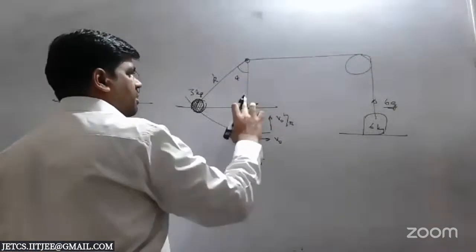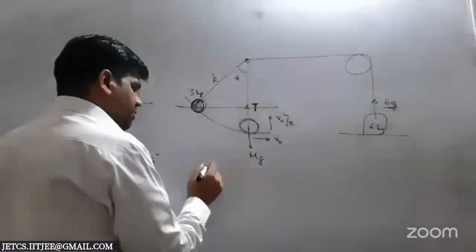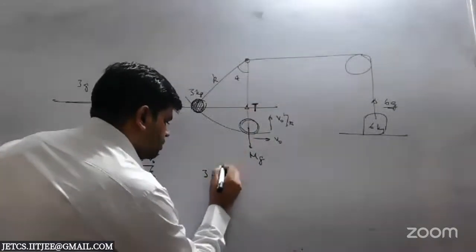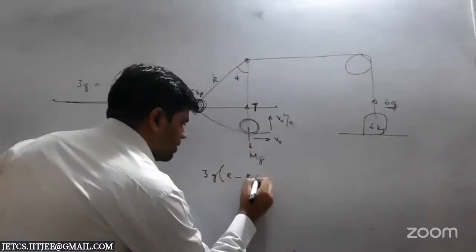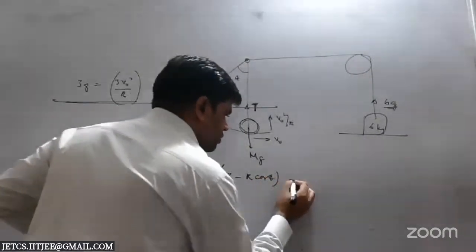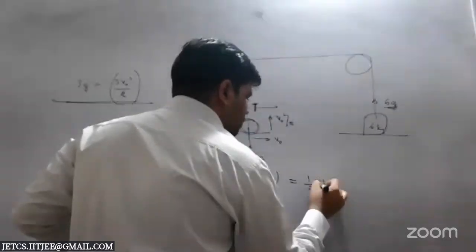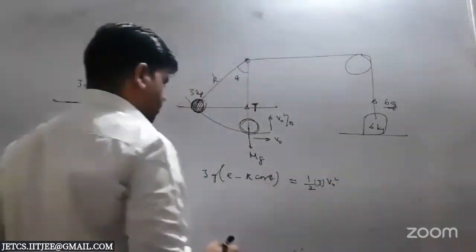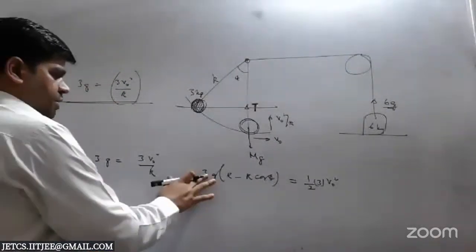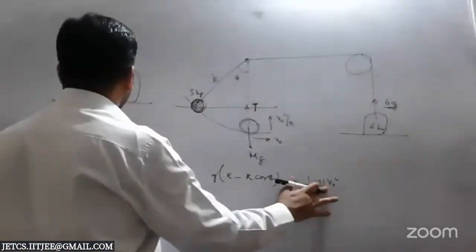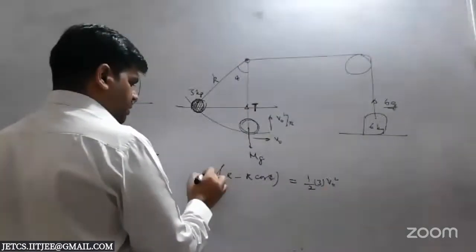Let this be theta. Drop in potential energy is 3g into r minus r cos theta. Now that is equal to half mv square, half 3 into v square. So 3 gets cancelled out. Now I want 3v square, right? I'll keep 3 like that itself.